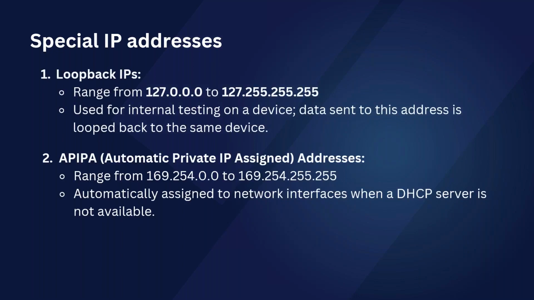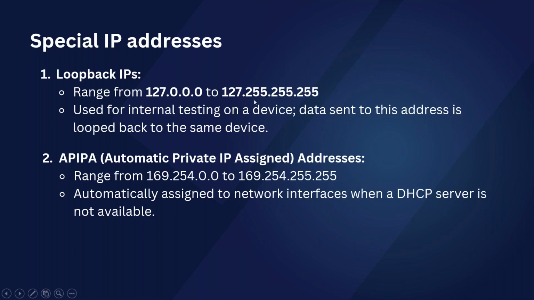The loopback IP on your system is specifically used for troubleshooting. It ranges from 127.0.0.0 to 127.255.255.255. So the whole range of 127 is loopback IP, and this is used for internal testing on a device.